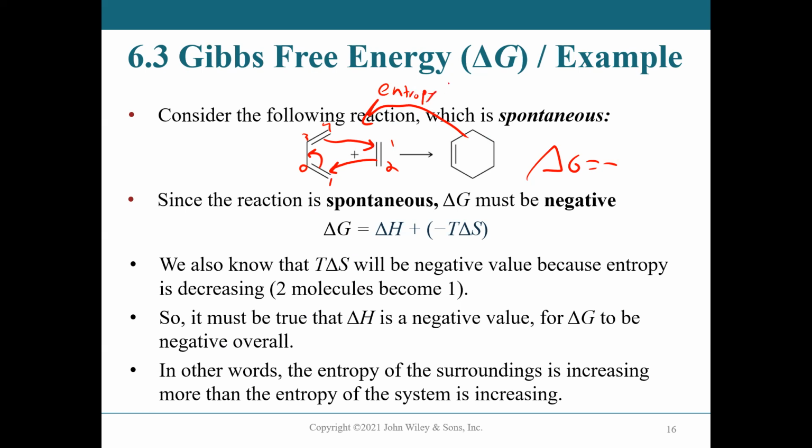But that's not the case, so it must be true that delta H is a negative value. So this is going to be a negative value for delta G to be negative overall. So in other words, the entropy of the surroundings is increasing more than the entropy of the system is decreasing.